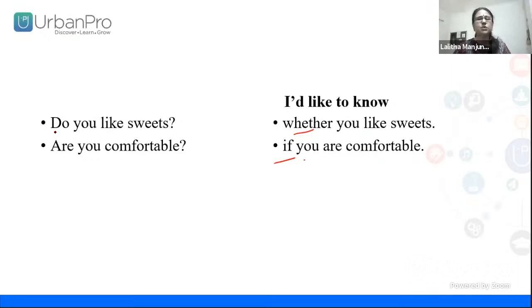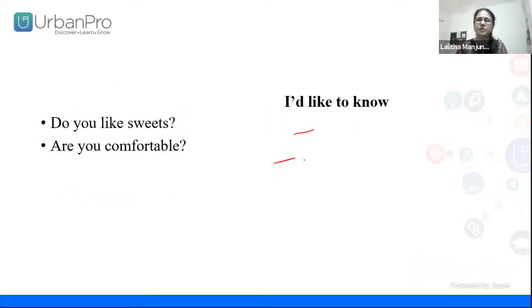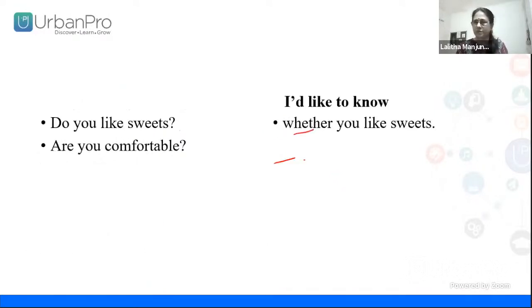So here, because you have this word do, you remove this word and then you retain the rest of the words. So what are the three rules here? The word order is the same as a positive statement, and then you eliminate or remove or omit do, does, and did. And the third rule is when you have yes, no questions, we use if or whether. Fine? Okay. So we have now come to the end of our introductory session on question words and questioning skills.